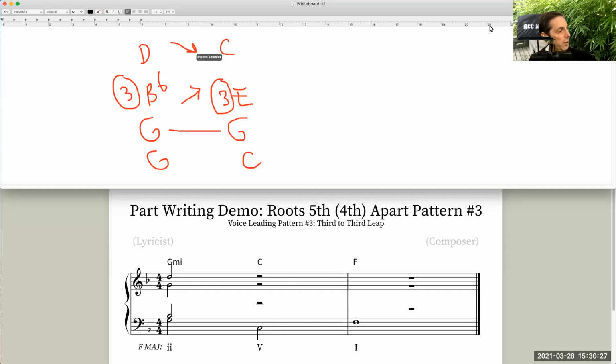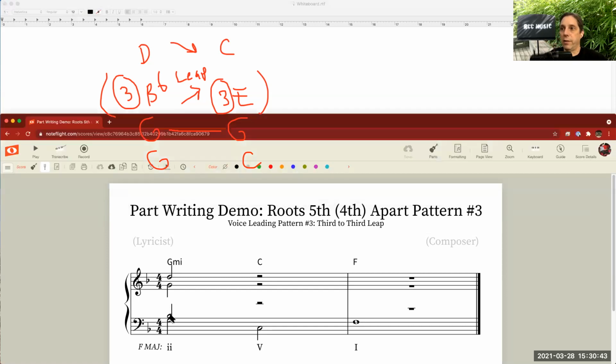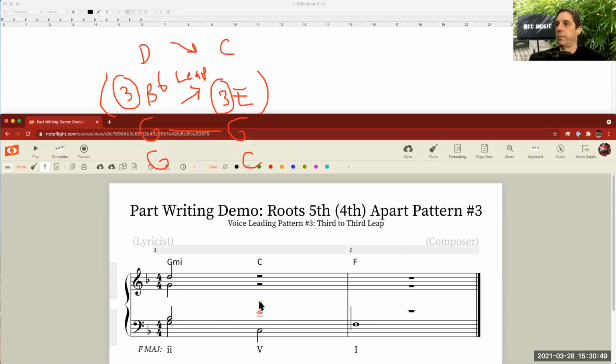Okay, so here is our leap right here between these two voices. Otherwise, the other voices can move by common tone or by step. Let's put those voices in. So my B flat is here in the tenor. So I'm going to have that go up to the E. And then I'm going to have my G remain the same. And I'm going to have my D travel down to C.